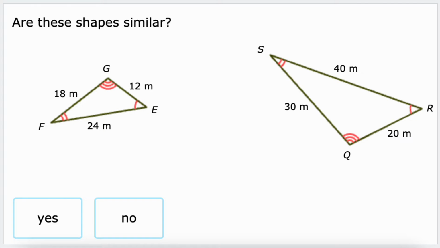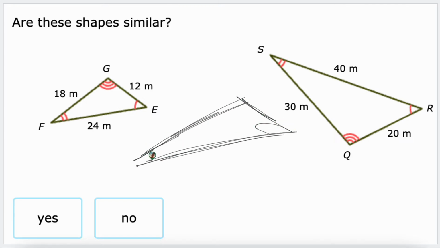So that is a check, right? Our angles are congruent. So now we just want to figure out, is the scale factor the same for all of our corresponding sides? Well, since these are oriented differently, I'm going to go ahead and redraw triangle QRS so that it's oriented the same as EFG. So it's a little bit bigger. I'm going to draw it as similar as I can, like that.